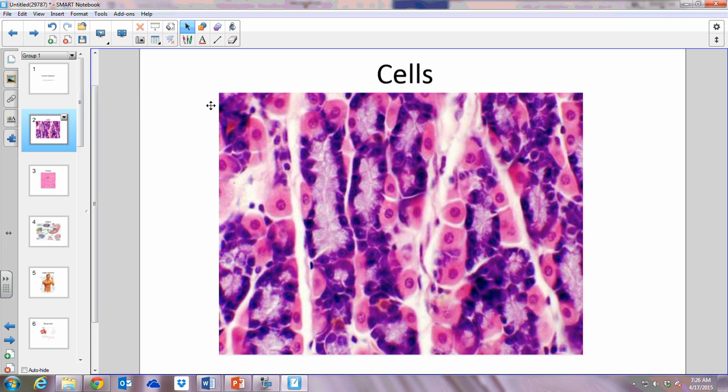Beginning with the smallest, cells are the basic unit of life, and they represent the smallest living thing in humans. A cell can live by itself, but it becomes more complete in its function as they are grouped together.